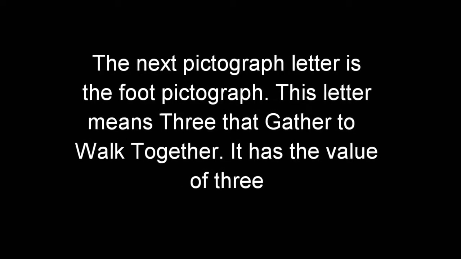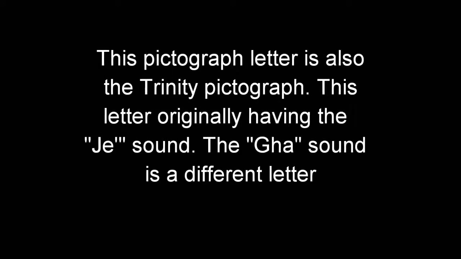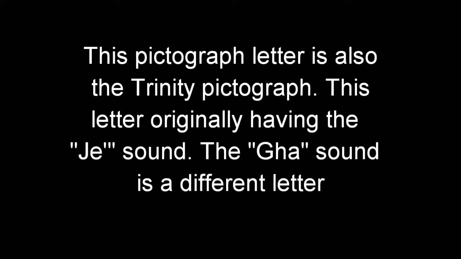The next pictograph letter is the foot pictograph. This letter means 3 that gather to walk together. It has the value of 3. This pictograph letter is also the Trinity pictograph. This letter originally had the J sound; the G sound is a different letter. Here is a picture of the J, foot pictograph, and its numeric value and sound.